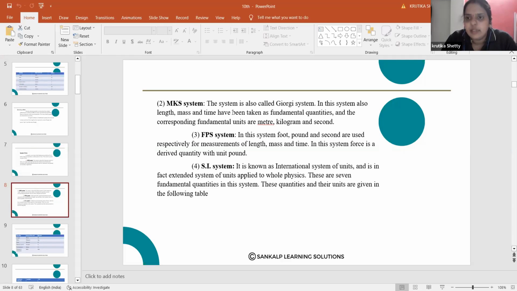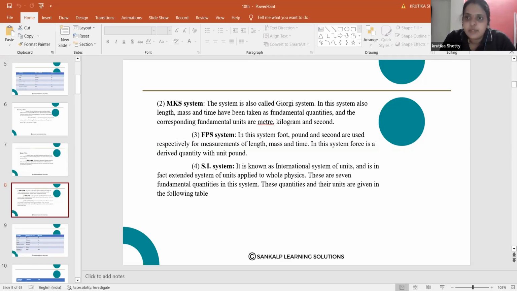Then next we have the FPS system. Whatever the MKS, this is just a shortcut: M stands for meter, K stands for kilogram, S stands for seconds. The next one is the FPS system. F stands for foot, P stands for pound, S stands for second. So here the length is measured in foot, mass is measured in pounds, and time is measured in seconds. So this is about the FPS system. This is the third type of system of units.